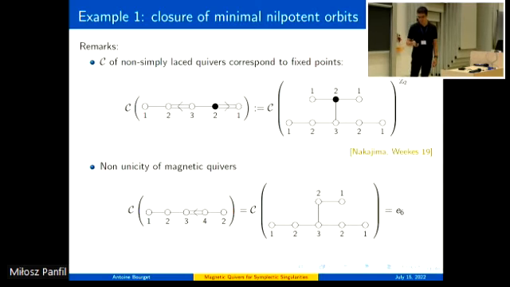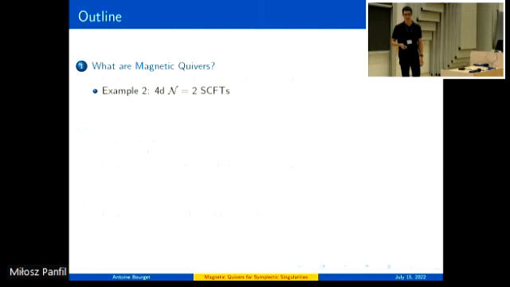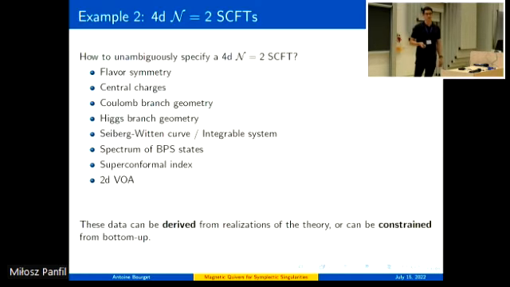Okay, so this was a class of examples, nothing new here. This was actually one of the constraints that Nakajima had on his construction to reproduce this. Now let's move to physics and to have some more non-trivial examples. And the examples I pick are 4D N=2 SCFTs.